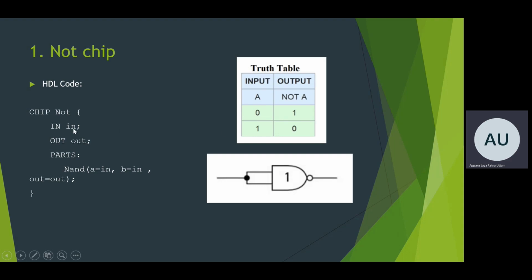It's an input port, and this is the output port. And using a NAND gate, we should implement it. So in this way, if both inputs of the NAND gate are given the same input, it will perform an AND operation and give the inverse of it. So we'll get a NOT gate.